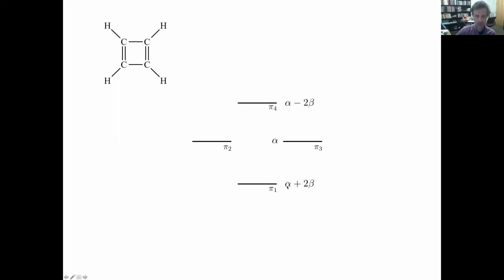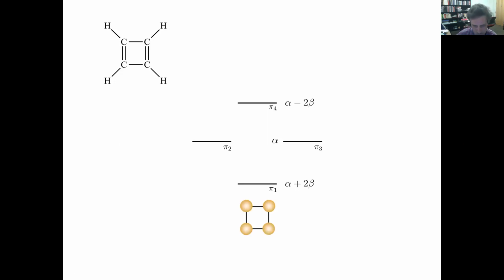So the lowest one is going to be the most bonding one. That's alpha plus 2 beta. And then I have 2 that have the same energy as the original atomic orbitals, namely the value alpha. And then 1 really anti-bonding orbital, that's alpha minus 2 beta.